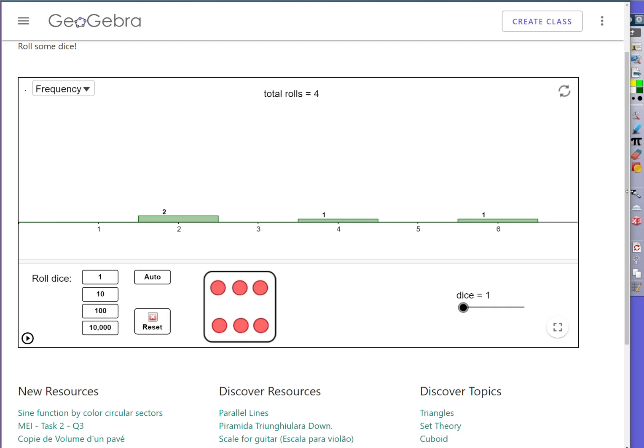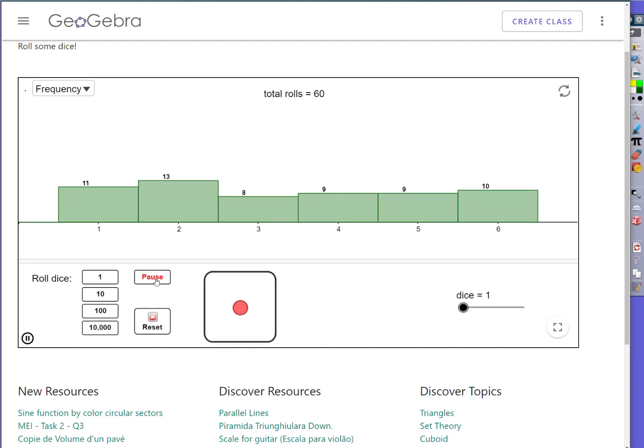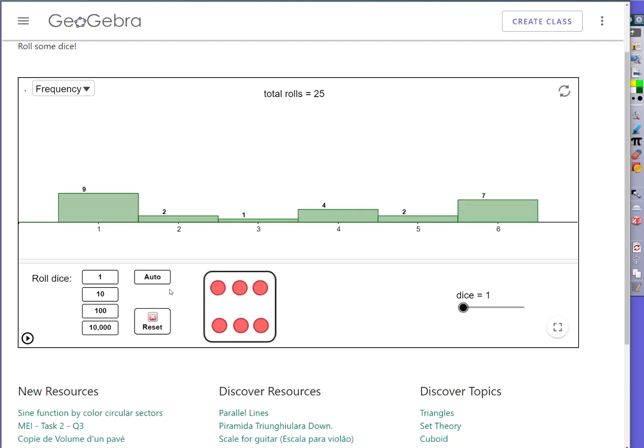So we already know what happens with the dice. We've rolled dice a lot and they're all equal sided. So we really expect about the same number of rolls for 1, 2, 3, 4, 5, and 6. They're all equally probable. So let's run a quick simulation. I'm going to pause it really quick, and here we go. So I have rolled the dice 25 times very quickly.